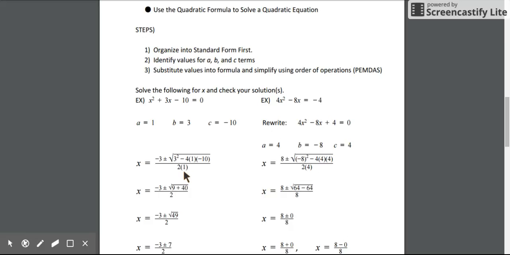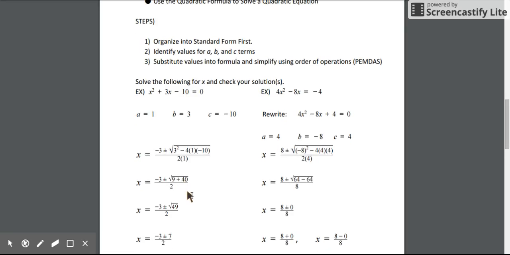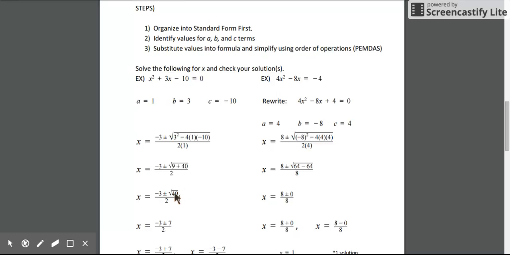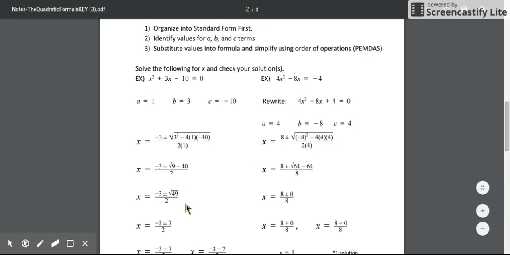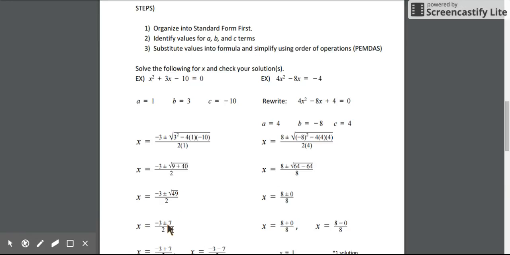So to simplify using order of operations, under a radical is treated like parentheses, so we're going to simplify that first. 3 squared is 9. I'm going to keep my sign attached to that 4, so this is negative 4 times 1 times negative 10, which is positive 40, so we're going to write plus 40. Keep simplifying under the radical, so 9 and 40 give you 49. Now we're on to the E part of PEMDAS, because radicals are treated like exponents. So the square root of 49 is 7.